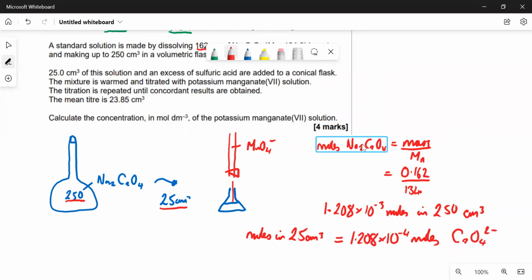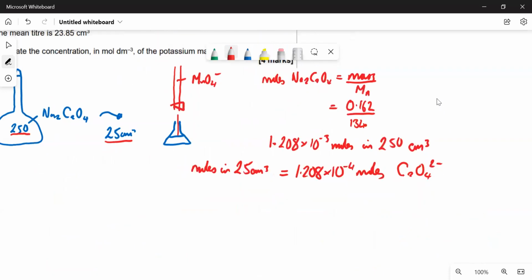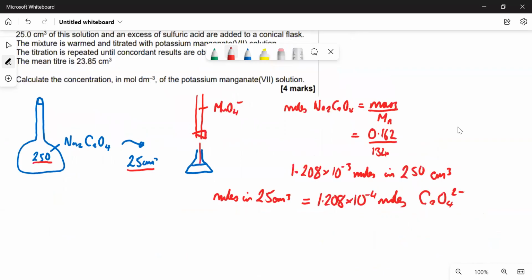Now, the equation tells us that they react in a 2:5 ratio. Look here, 2 moles of manganate with 5 moles of ethane dioate. So now we need to take that into account. So we're going to say, right, the moles of the manganate then. And that is going to be in the titre value, which is 23.85.